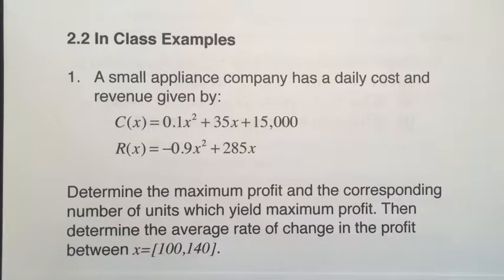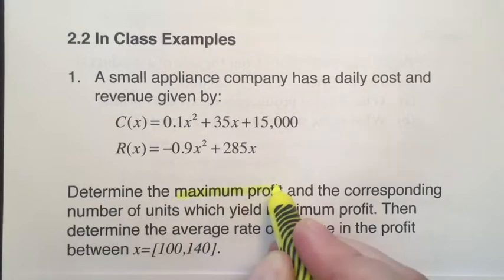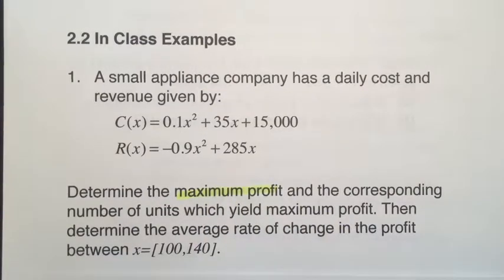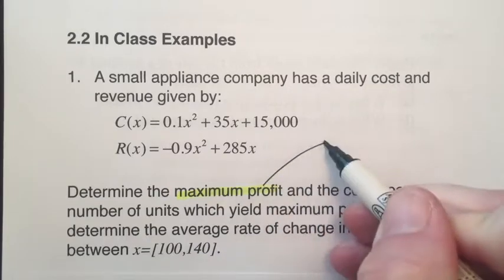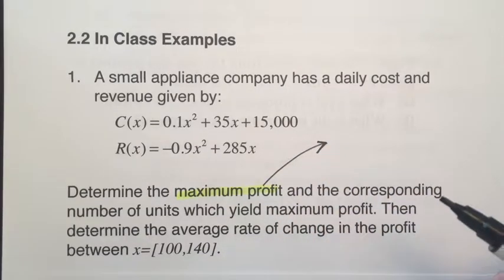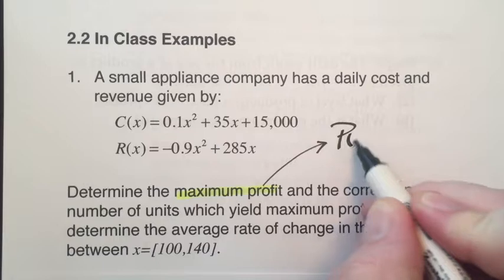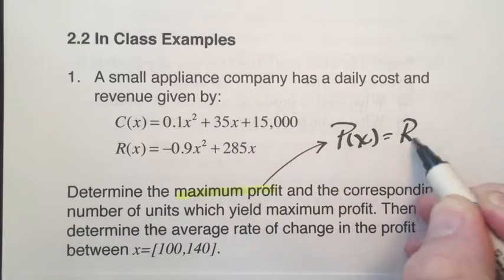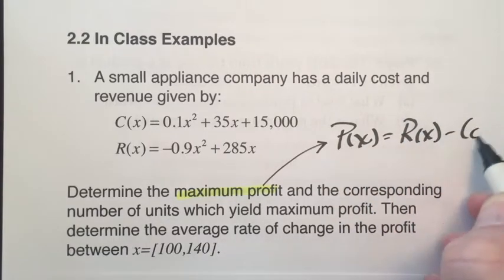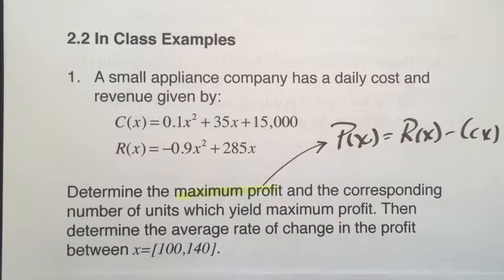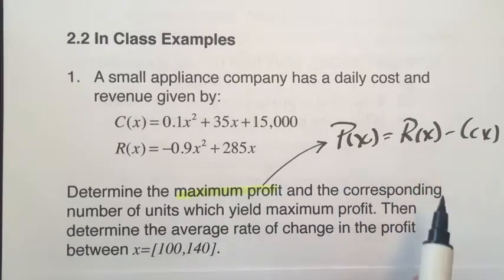The first thing that we need to understand is that when it comes to our word problem, we want to know what we're looking for. We're looking for maximum profit, right? So maximum profit means we need a profit function. To get to that profit function, please remember that profit is equal to revenue minus cost. And so we ask ourselves the question, do we have revenue? Do we have cost? And of course we do, so we can find the profit.